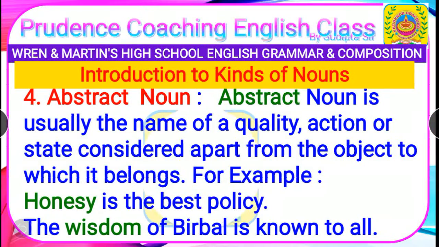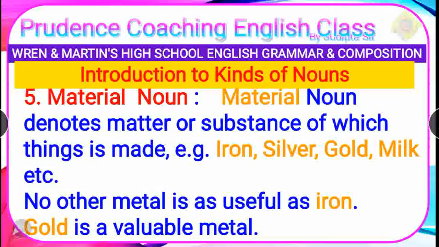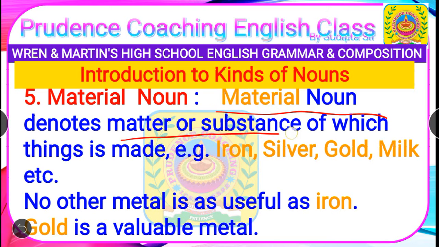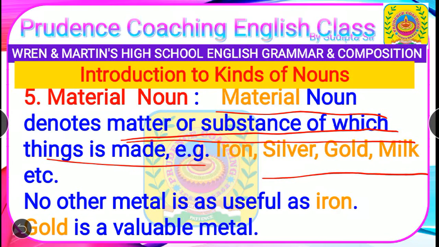Next we have the next type of noun, that is material noun. Material noun denotes the matter or substance of which things are made. Students, here you need to memorize that it is that of which things are made, such as the main metals, iron, silver, gold, milk. These are material nouns, and from these we can produce other materials. From iron we can make scythes or any weapons made of iron. From silver we can make jewelries. From gold, several bangles and rings can be made. So these are the original source, so that's why they are material nouns.